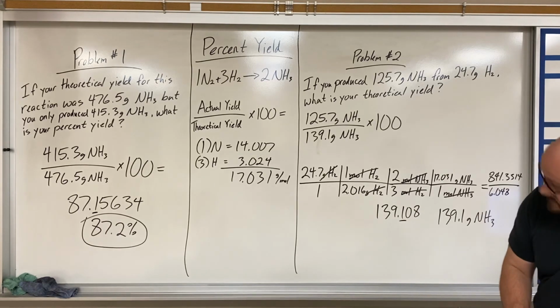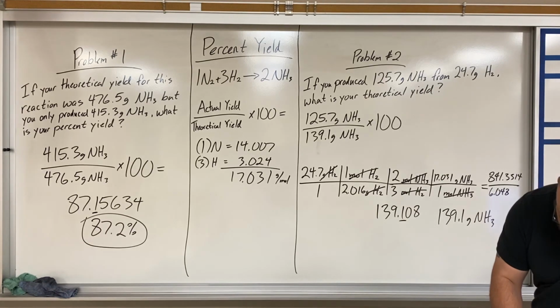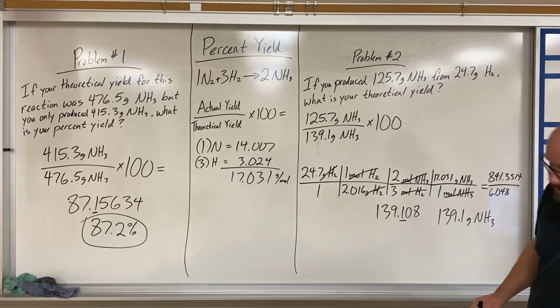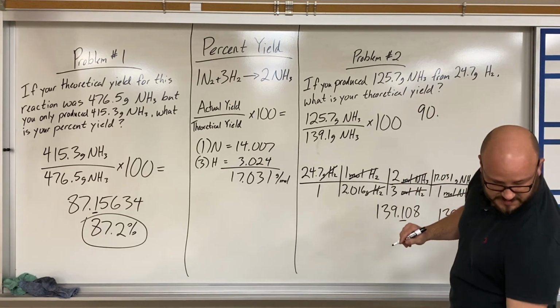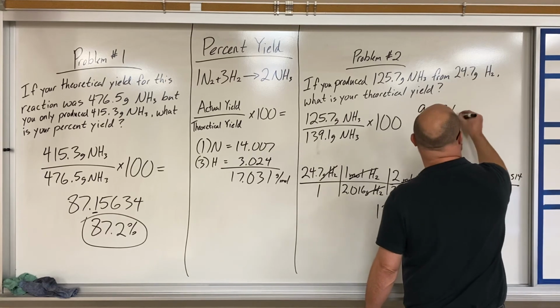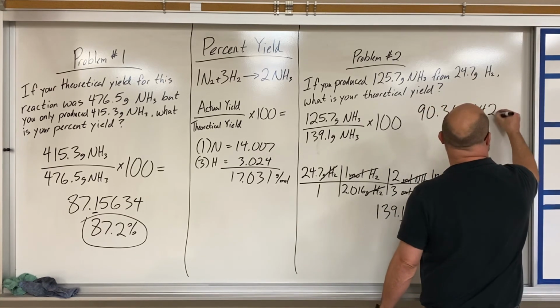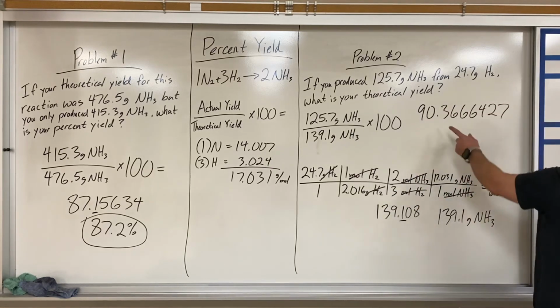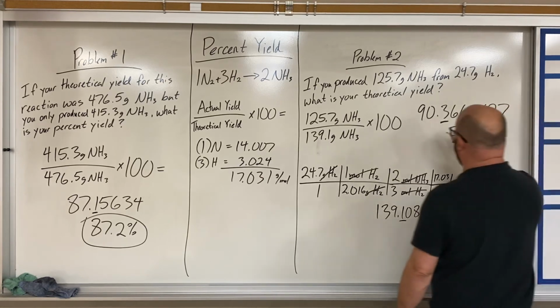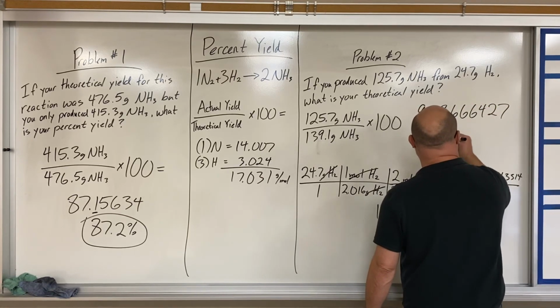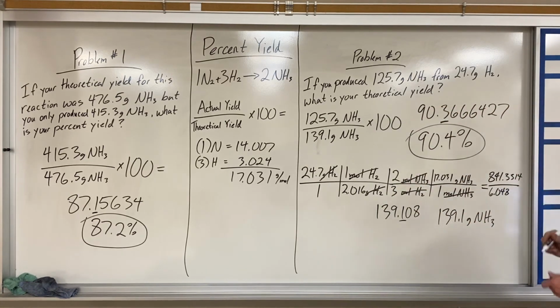125.7 divided by 139.1 times 100 gives us 90.3666427. All but one of those are irrelevant. We're going to round to 1 decimal point. That's 6. It's going to cause it to go up. Our percentage is going to be 90.4. And again, that's an awesome percentage. If that was a real experiment, kudos to whoever performed it.